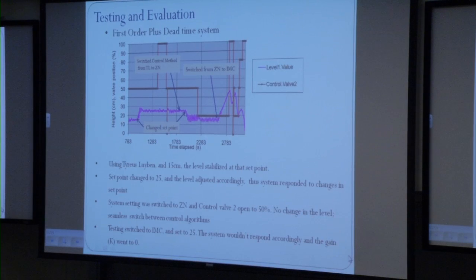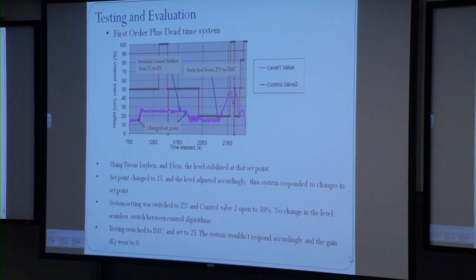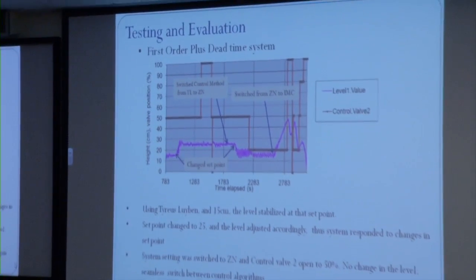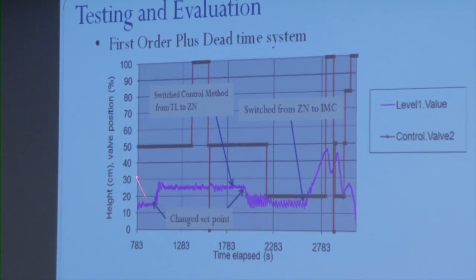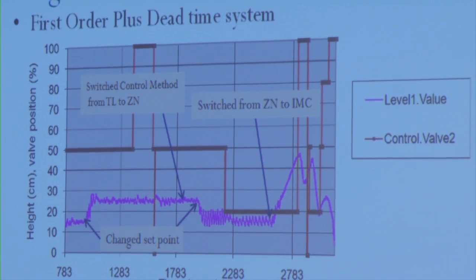So here are the results of our first order plus dead time test. This is basically a feedback test, as Steve explained before. As you can see on the diagram, the step one was initially at 15 right here. When the step one was changed to about 25, the system adjusted to those changes and moved to that set point. Also, when the control valve, which is this line right here, was opened to 100%, the system didn't destabilize and it maintained that set point.